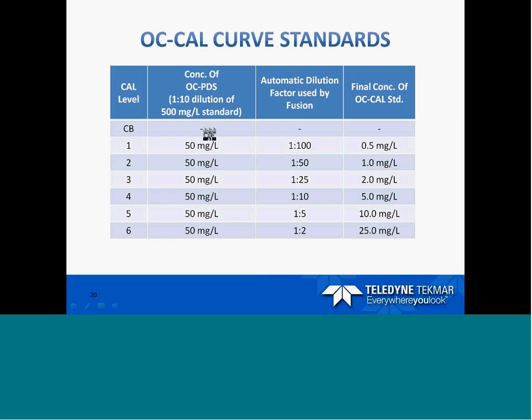Then, as I set it up, I want to pull all of my calibration curves from position A in the center of my tray, which is 50 ppm. It automatically does a 1 to 100, 1 to 50, 1 to 25. I was able to select all of these in the software in my calibration method for concentrations of 0.5, 1, 2, 5, 10, and 25 ppm TOC.